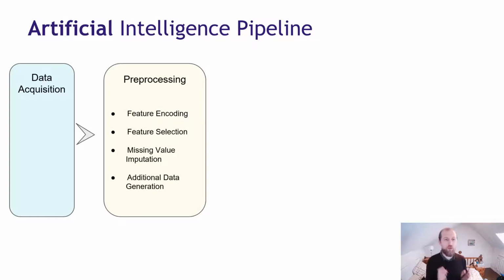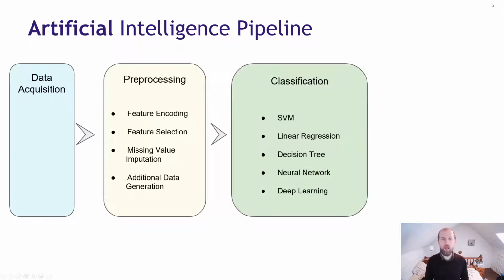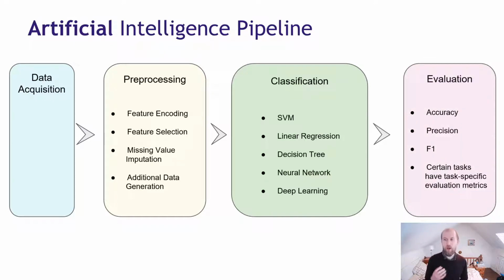Then there's usually a pre-processing step where we do some alterations to the data so that we can better train our network. Then we do some sort of classification. So for my case, I mostly focus on the neural networks and the deep learning. And finally, we're going to evaluate it using whatever metric is going to be relevant for that specific task.